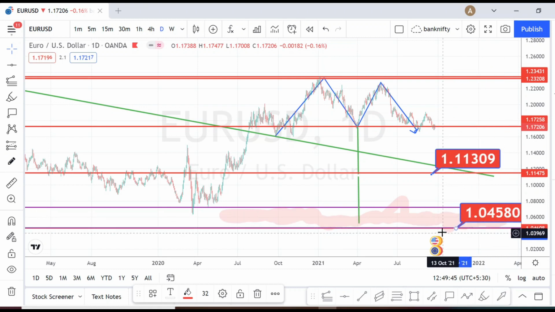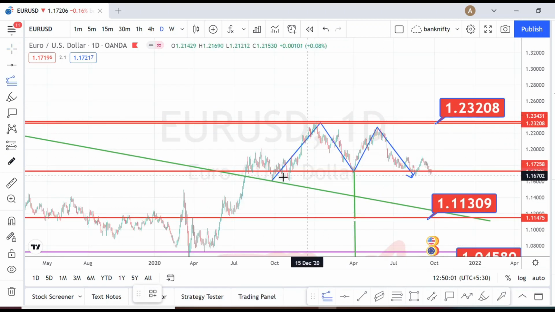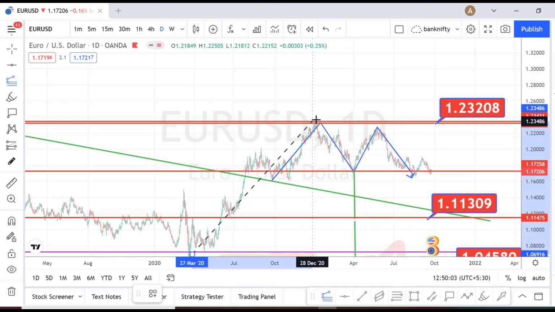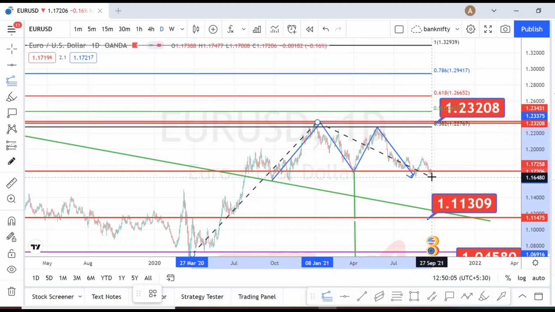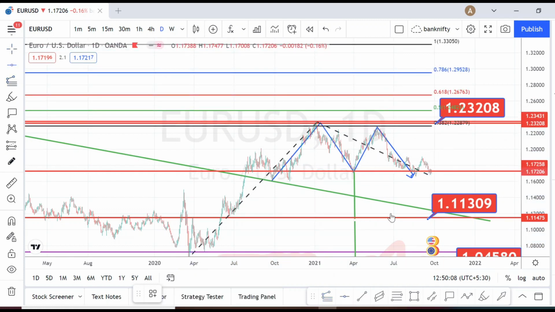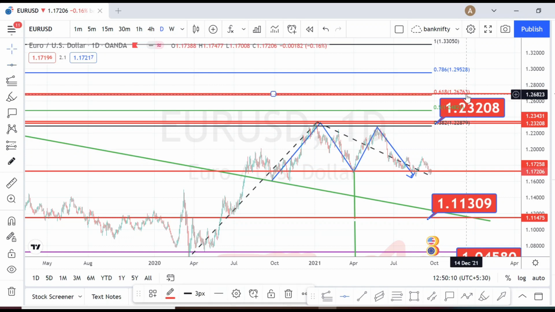But if it is going to continue on an uptrend, 1.23208 is going to be the resistance. If it breaks this resistance, the range is going to be, this is going to be the range on the higher side.